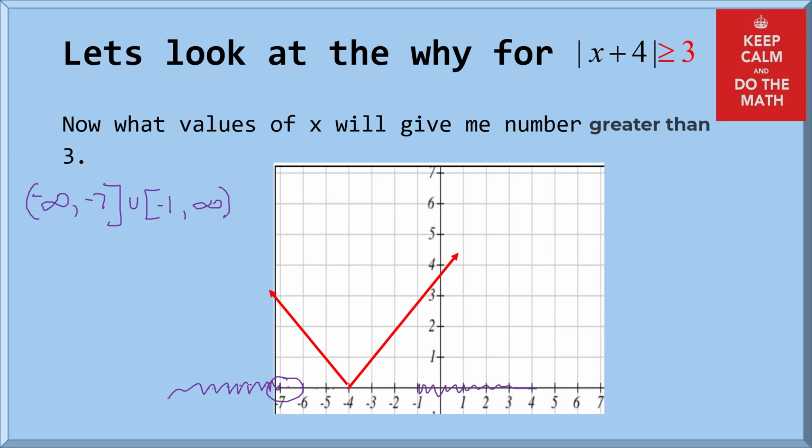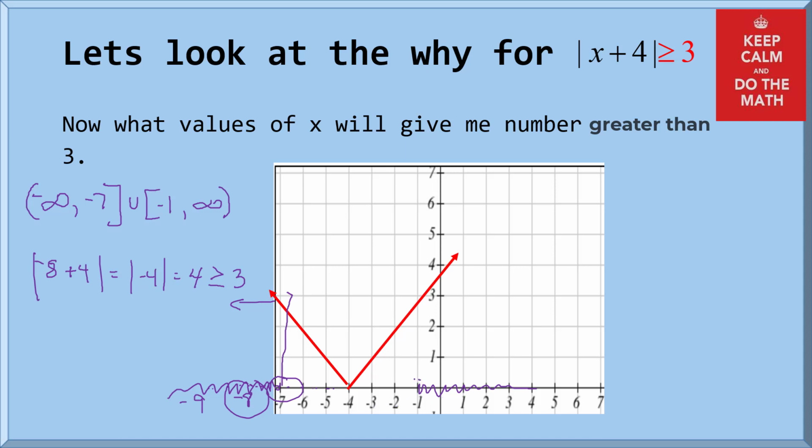So let's pick a couple. Let's take, say, our graph went out here. Let's take -8. So let's plug it in. -8 plus 4, the absolute value of that. So the absolute value of -4 is 4. And in this case, we were saying what numbers are greater than or equal to 3. So this is true. So -8 works. So everything on my graph going this way is going to work. I could take -9, for example, plug that in.